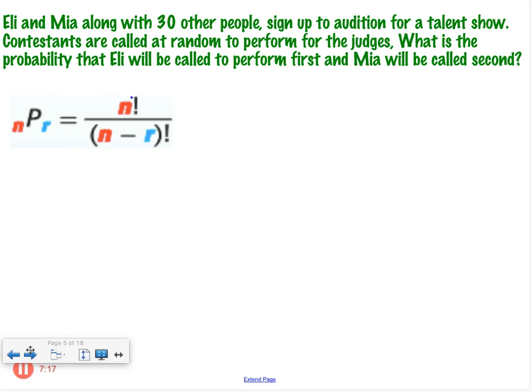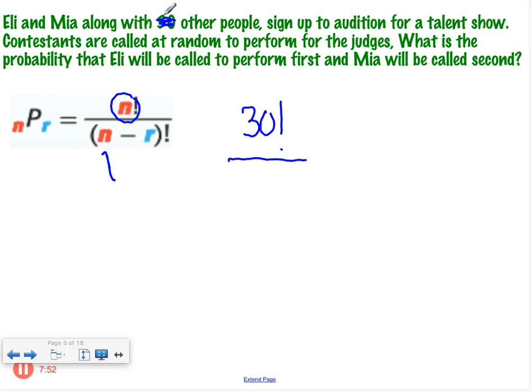Okay, so this N is your total number of options. How many contestants are there? 30. So we're going to have 30 factorial. Isn't it 32? That's those two along with 30 other people. Oh, yeah, that's my typo. You're so right. Let's fix it up here and make this 32. Sorry, kids. Alright.